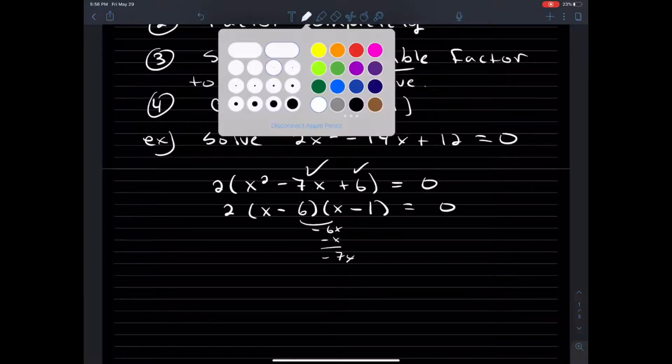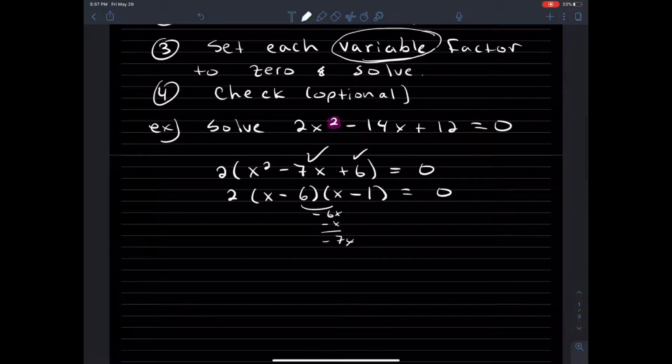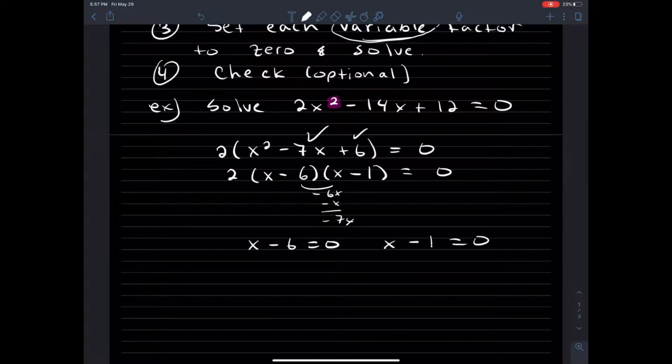So now, this is what I meant by set our variable factors to 0 and solve. The idea here is if we have a degree of 2, the highest power is 2, you should have 2 solutions unless they're repeated roots. So, since it's 2, we have 2 variable factors. We set those equal to 0 and solve those, and we can ignore the 2. If it bothers you, look what happens. This is why we can ignore it, because you can divide both sides by 2, and then it disappears.